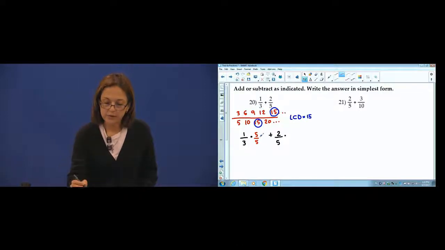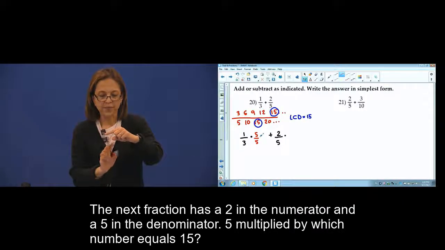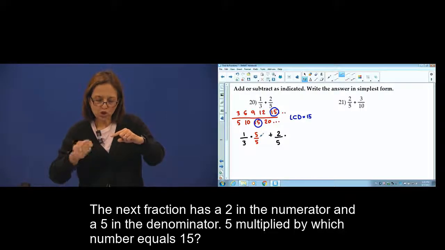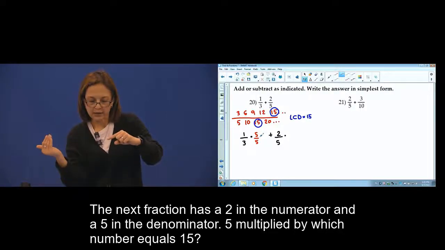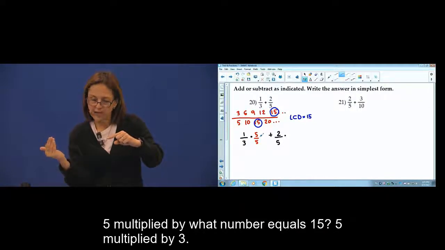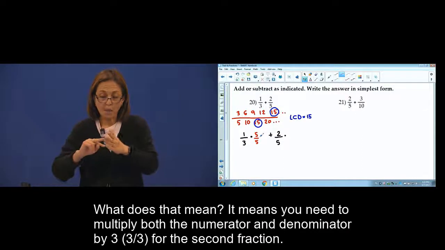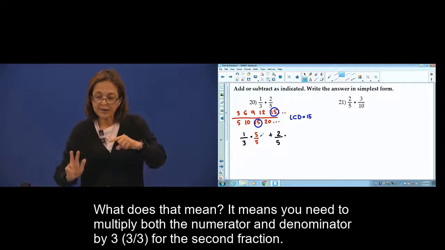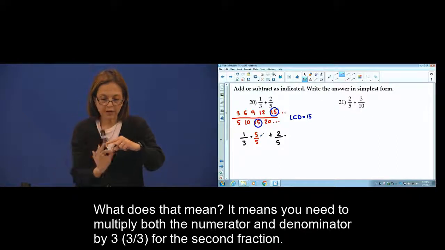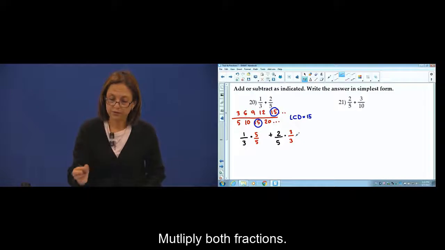Now, for the second fraction, we have 2 as a numerator and 5 as a denominator. 5 times what number equals 15? 5 times 3 equals 15, which means we need to multiply both the numerator and denominator by 3. And then multiply both fractions.